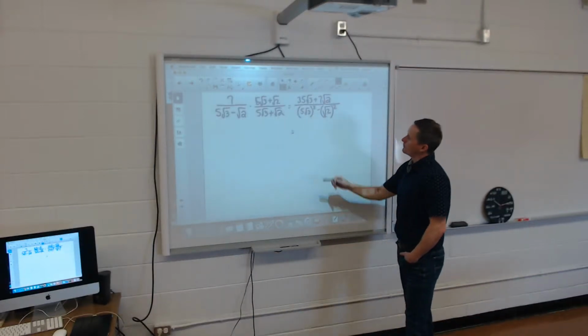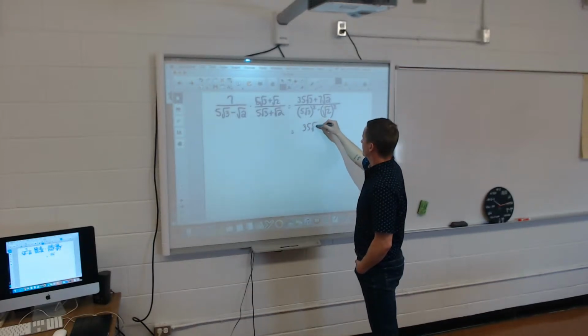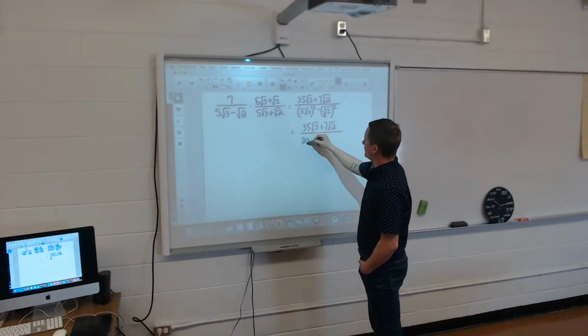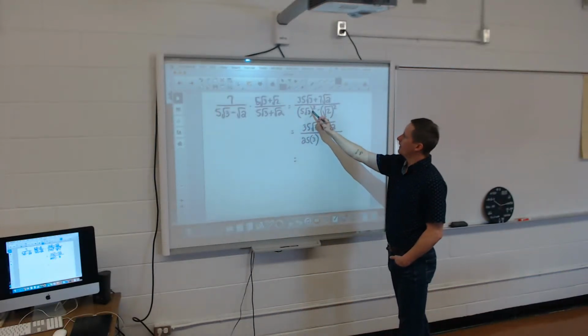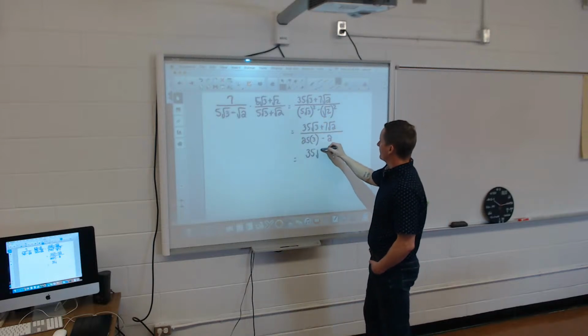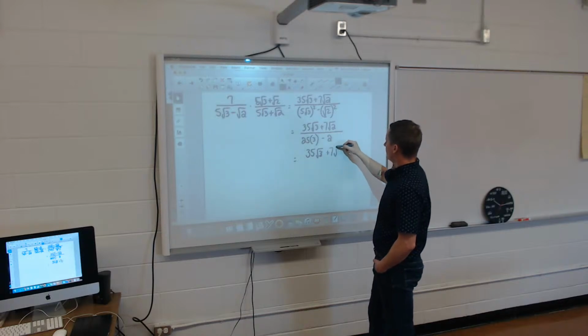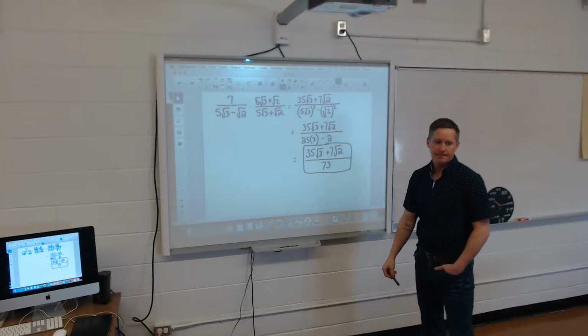So I have 5 root 3 squared, which is 25 times 3, subtract 2. I also have to square the 5 and square the root 3. Okay, so on top, I'm left with 35 root 3 plus 7 root 2. And then I got all of that over 73. Okay.